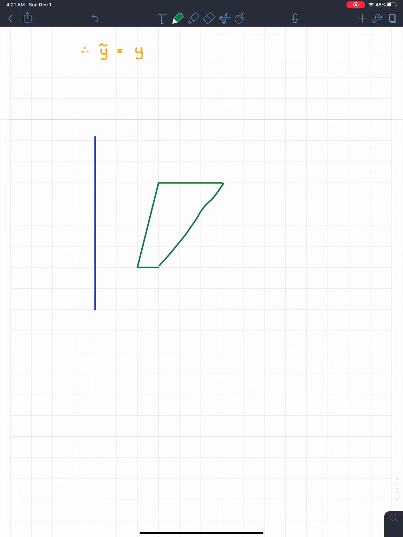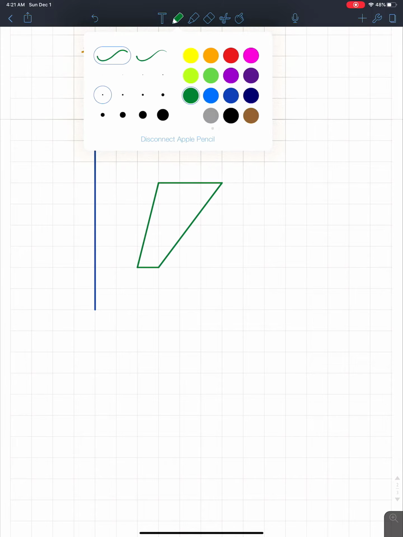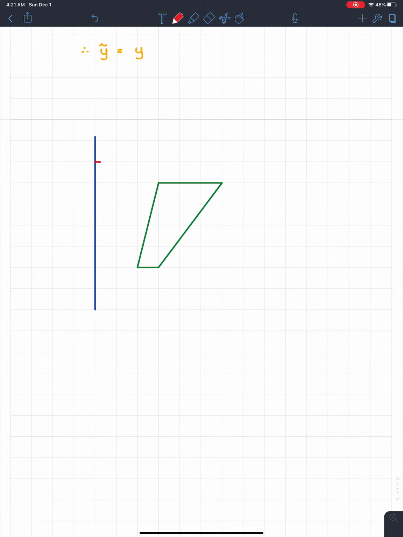So this is the actual thing, and if I just throw in some dimensions just to show you guys, this one should be 30 and 30. The bottom one is going to be 20 and 10. And of course the height of it is going to be 40. So this is what you guys need to look at right here.